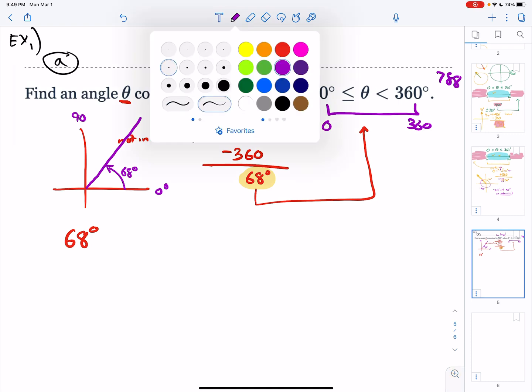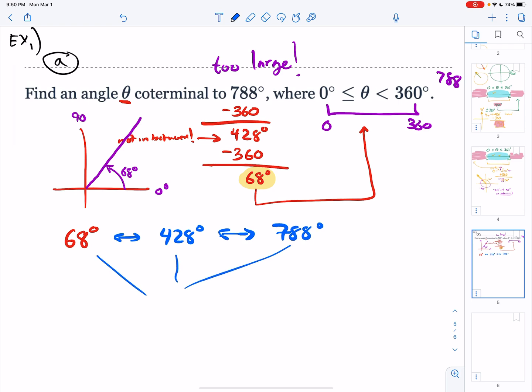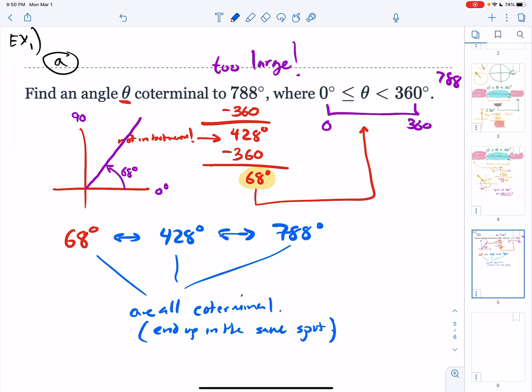But what I want you guys to understand is 68 and 428 degrees, and what we started with, 788 degrees, all look very different. But these are all coterminal. And what does that mean? You end up in the same spot. Okay? And that's it.